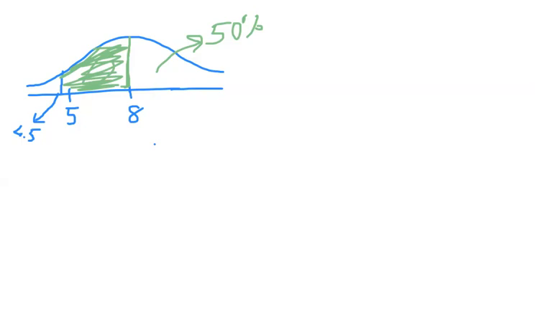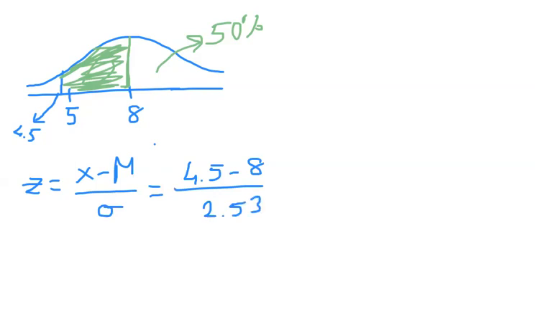So what I will do is, again, Z is equal to X minus mu over sigma. X is 4.5 minus mu, which is 8, over 2.53. So Z is equal to 1.38. And again, when I look at my Z table, it's negative, actually, but it doesn't matter negative or positive. Still, you can look at 1.38.